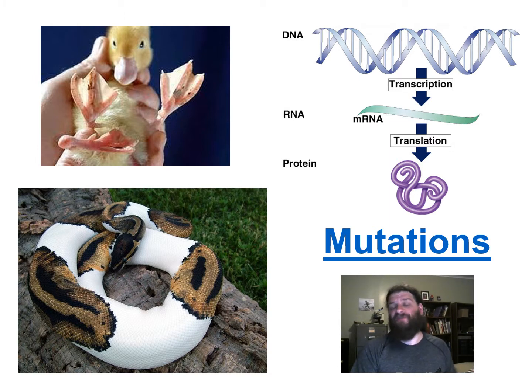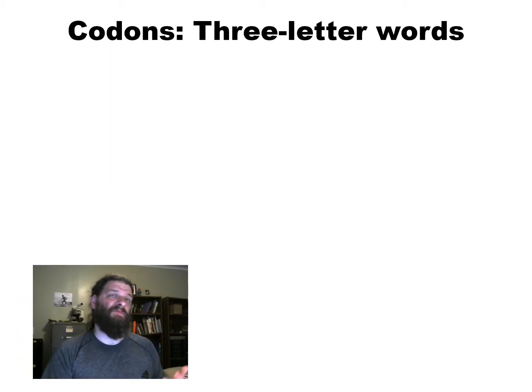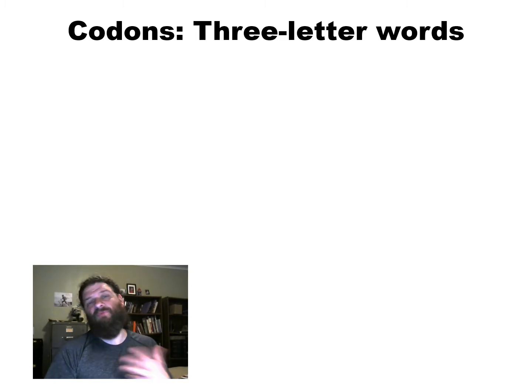In this notes cast, we're going to be talking about how errors can take place during replication or during meiosis, mitosis, during chromosome separation. If we're going to be talking about mistakes that are made in the language of DNA, then we should probably talk a little bit about the language of DNA. Remember, it's A's, T's, G's, and C's. Those are the four letters of the language.